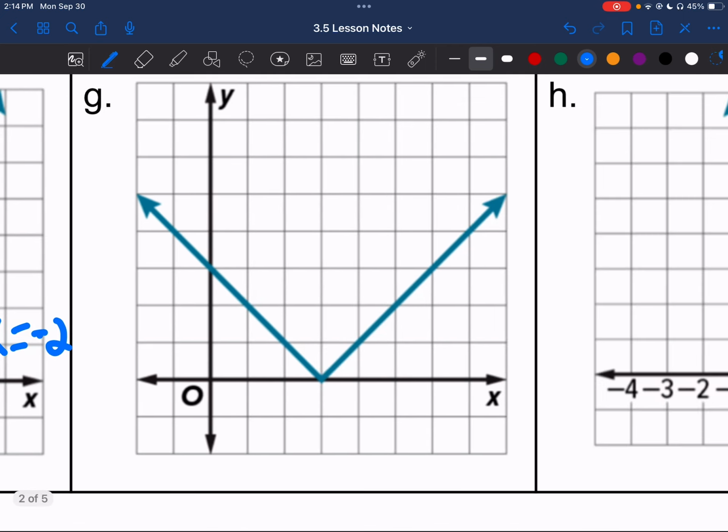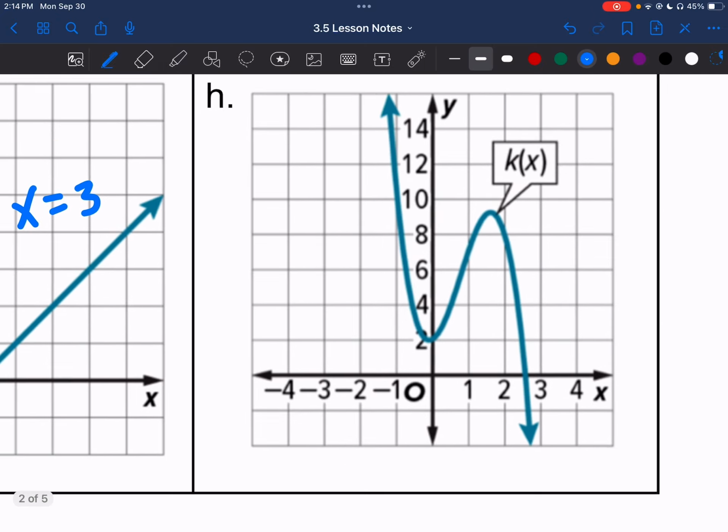Letter G, another one of these V-shaped graphs. This is an absolute value graph. So there is our equation, and we are at 1, 2, 3. X is equal to 3. Yes, there is an axis of symmetry here.